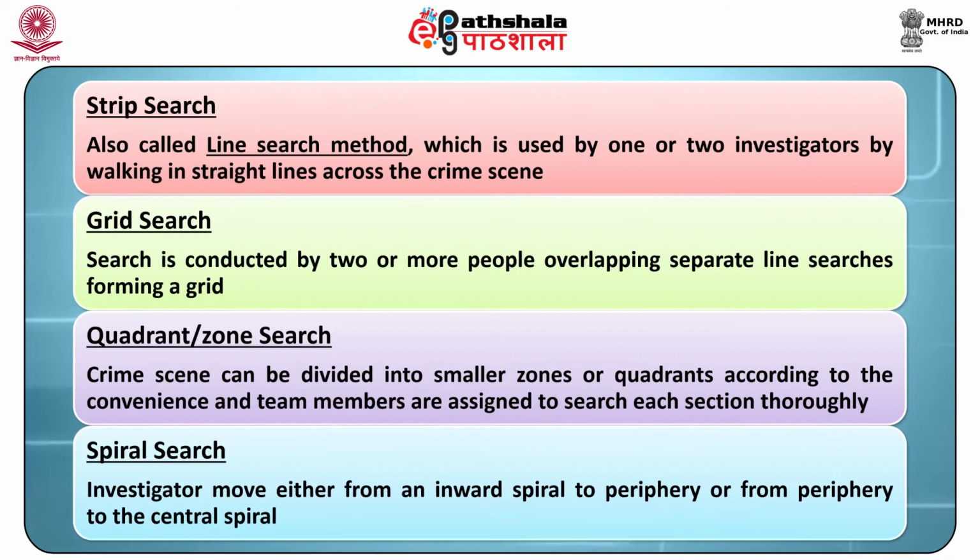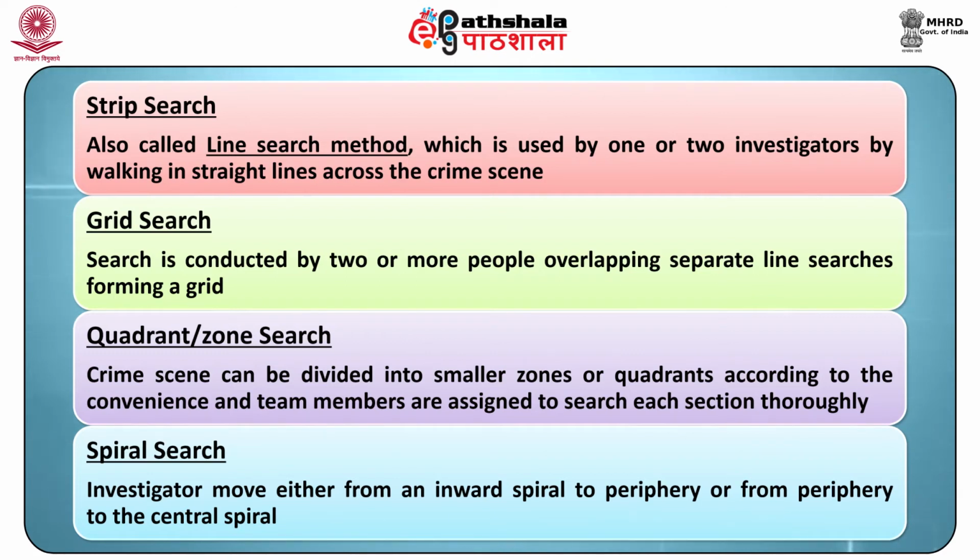The first one is the strip search, also called the line search method, which is used by one or two investigators by walking in a straight line across the crime scene. Next we have the grid search. In this method, the search is conducted by two or more people overlapping separate line searches, forming a grid.